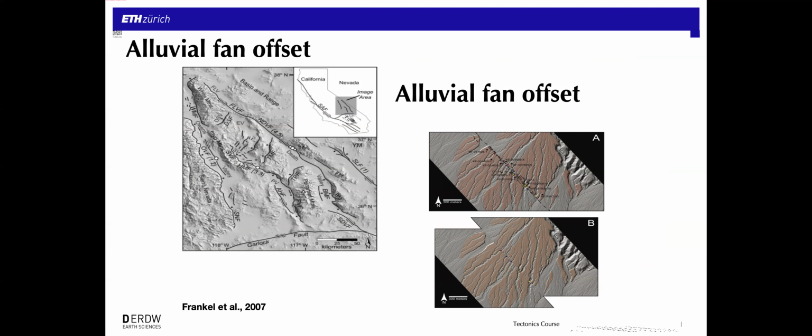This is an example of an alluvial fan in California, again, part of the San Andreas strike slip system. But you can see here the different features of the fan. If this fan's surface can be dated, then we can see the offset on the individual surfaces and establish a fault slip rate from that analysis.